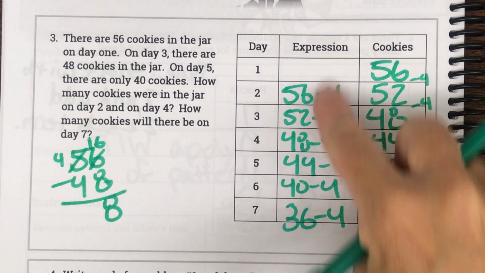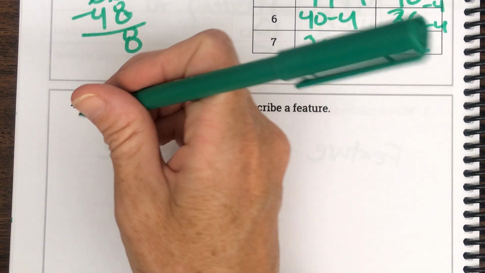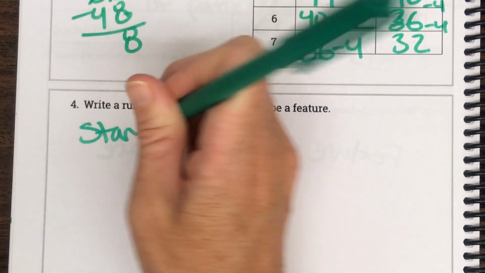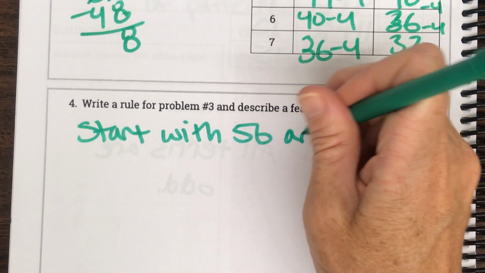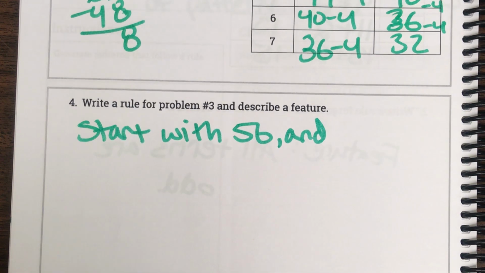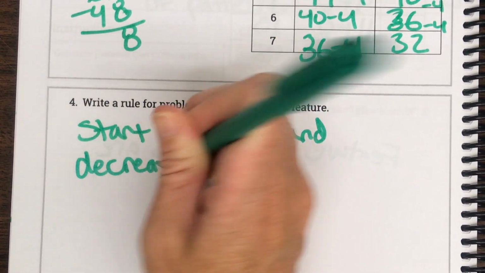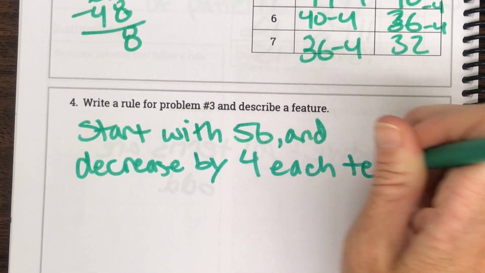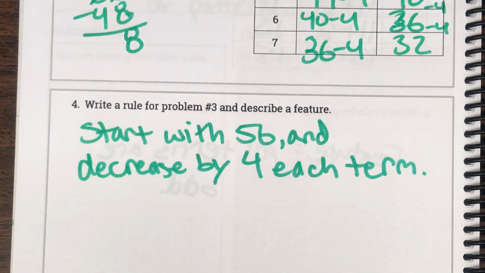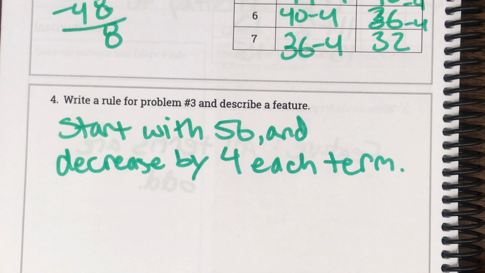So that would be my expression. Okay, so what was my rule here? My rule is start with 56 and decrease by 4 each term. That would be my rule. So start with 56 and decrease, which means subtract, by 4 each term.